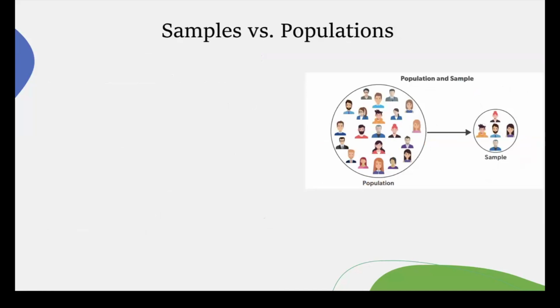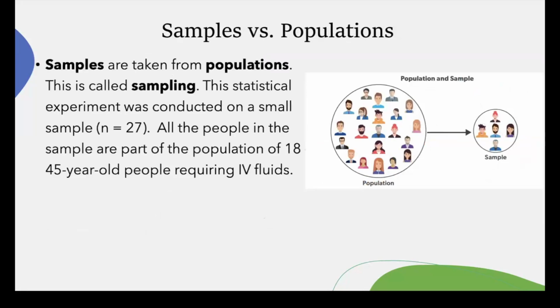Okay, let's take a look at the terminology of a population. Samples are smaller groups of people or items that are taken out of populations, and the process of doing this is called sampling. The statistical experiment was conducted on a small sample, n is 27. All the people in the sample are part of the population of 18 to 45-year-old people requiring IV fluids. So these 27 are only the people that were part of the experiment. If you look at this visual right here, the sample is a smaller piece of the entire population. In this case, the population would be every 18 to 45-year-old person that requires IV fluids.